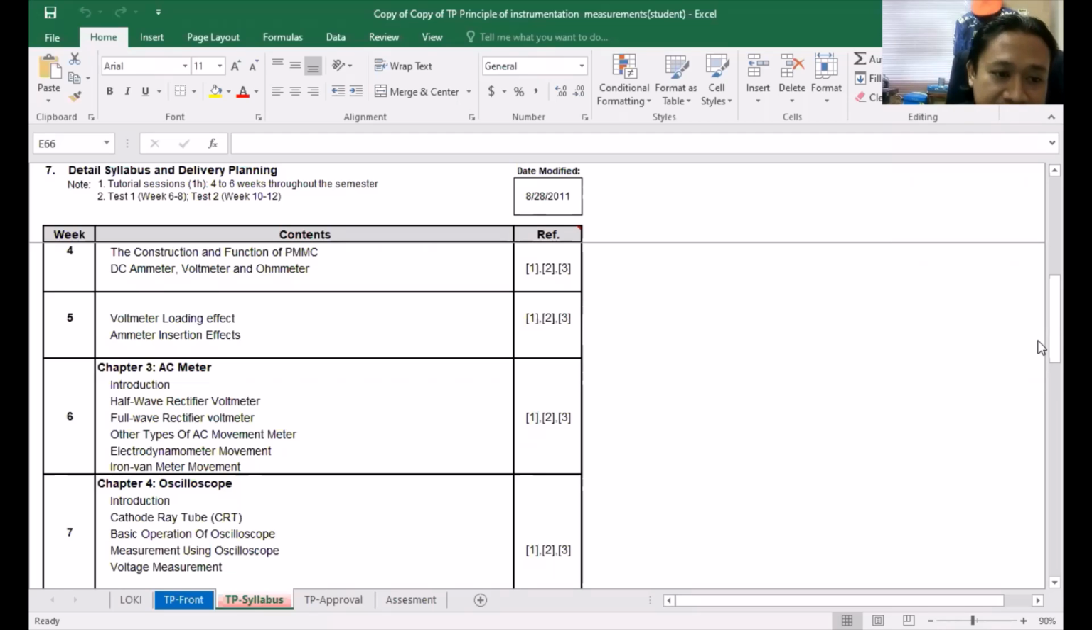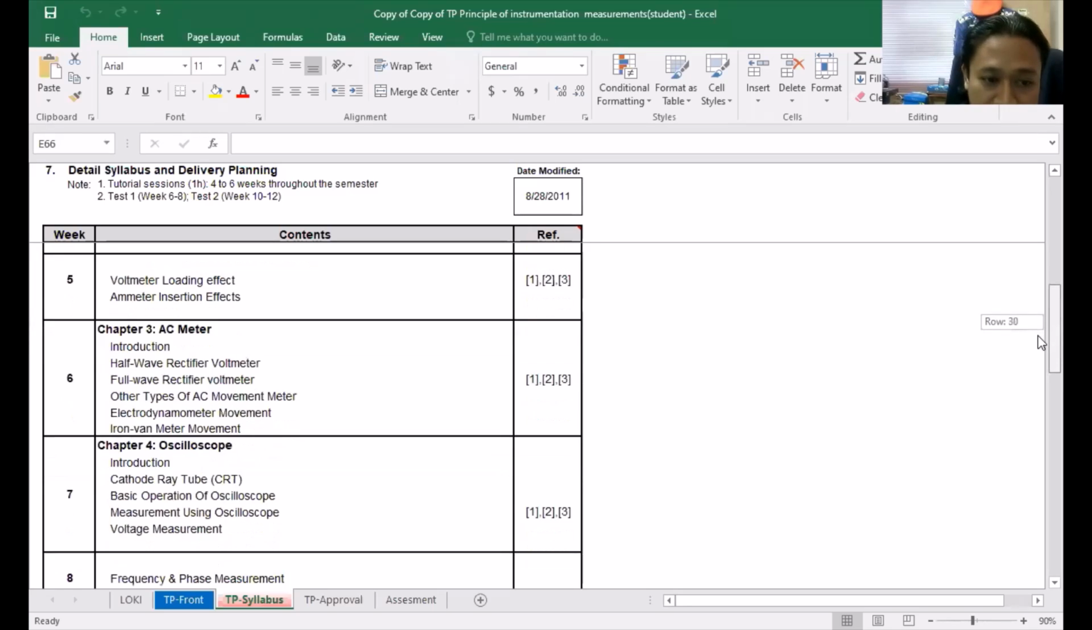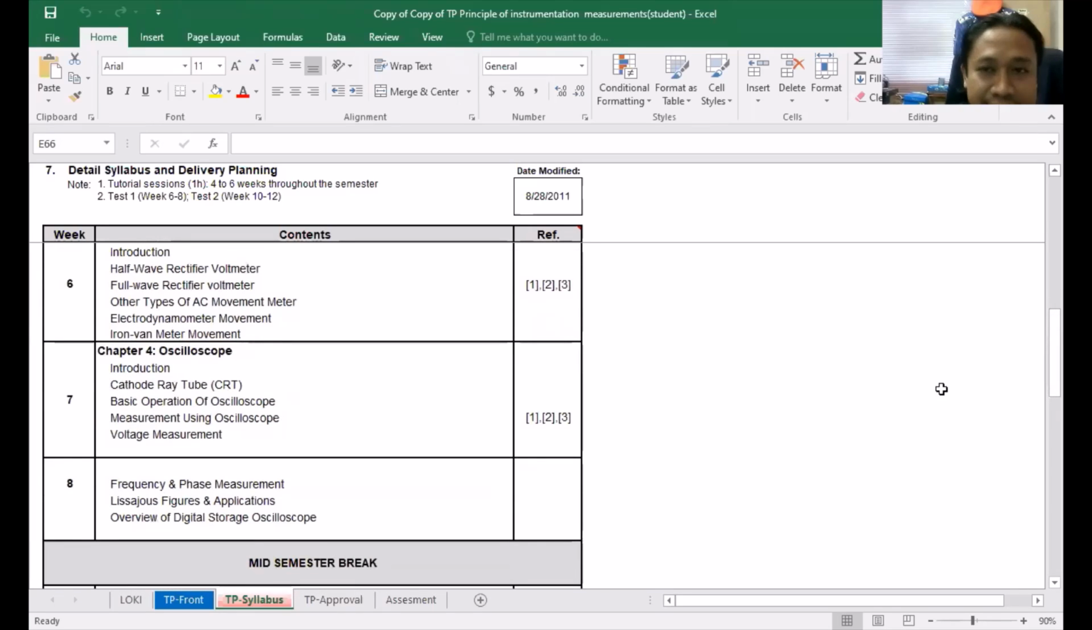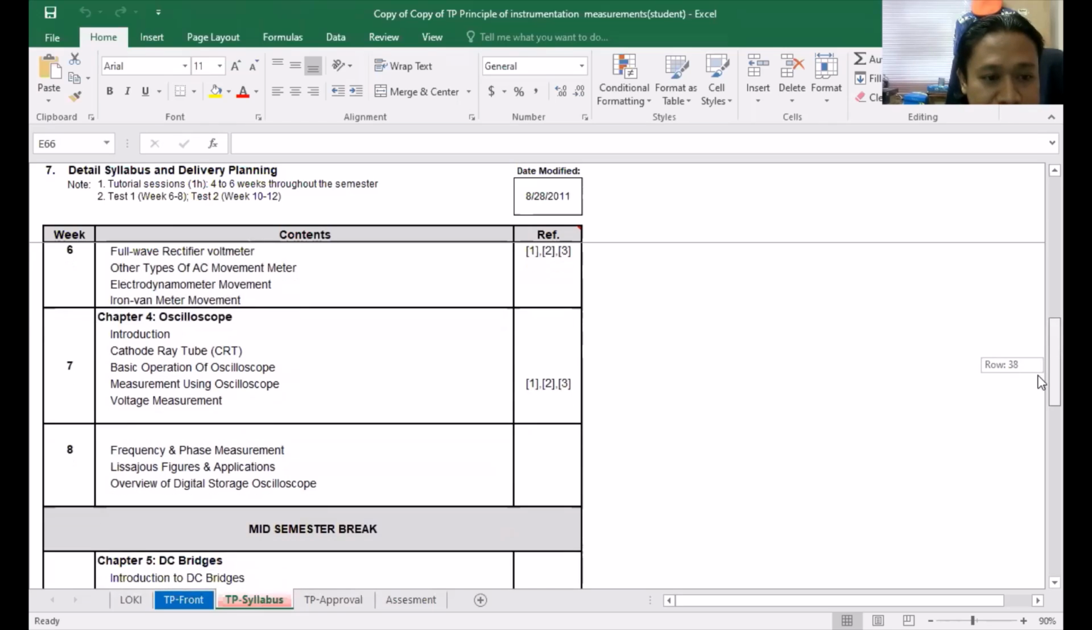Okay, and the rest, chapter 4 until chapter 6, will be covered by PM Dr. Rahim. All right, so chapter 4 will be the oscilloscope. You have to know the basic construction of the oscilloscope, the basic operation of the oscilloscope, and how to use the oscilloscope. How to use it for voltage measurement will be covered in topic number 4.